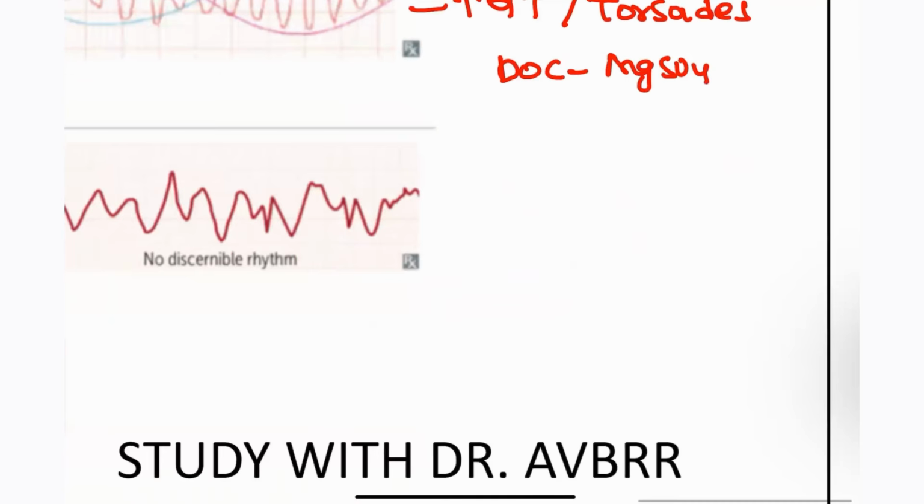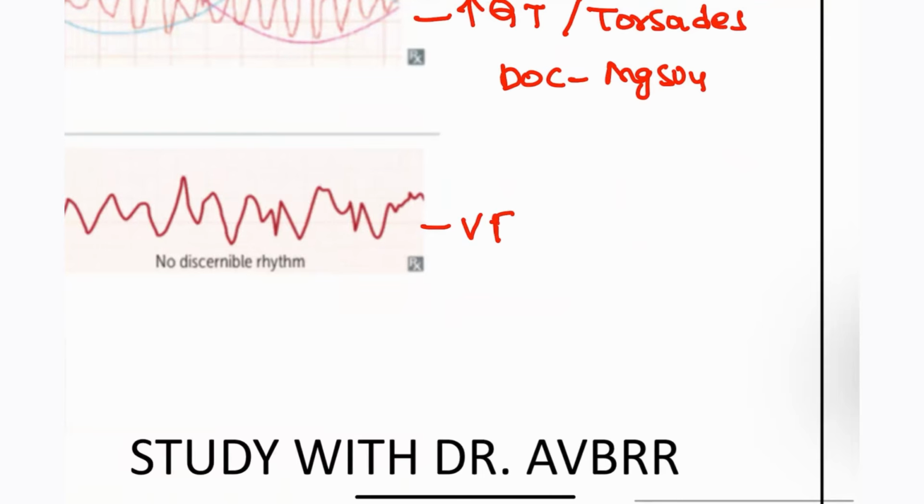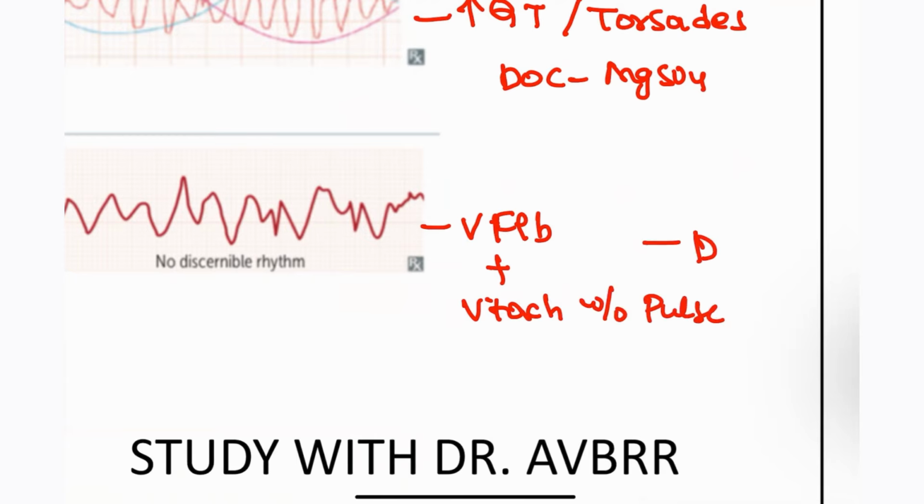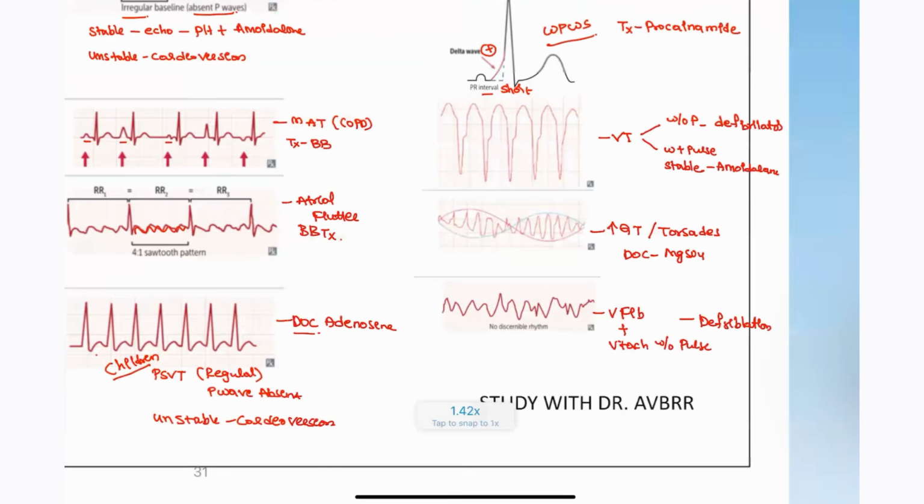Okay, next, this is VFib. VFib patients and VTach without pulse, right? We just discussed it. So for this patient also, we are going to go for defibrillation. So this is the ECG overview.